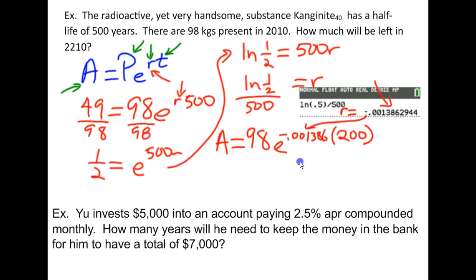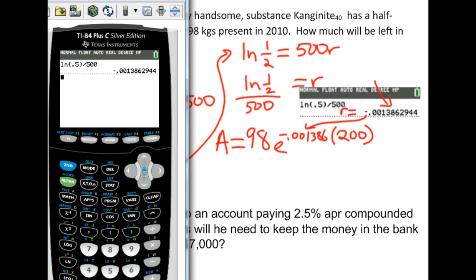So now, if I want to find out how much is going to be left in 200 years from now, I just type in 98 times e to the, well, I'm going to insert that R value there that I got, times 200.